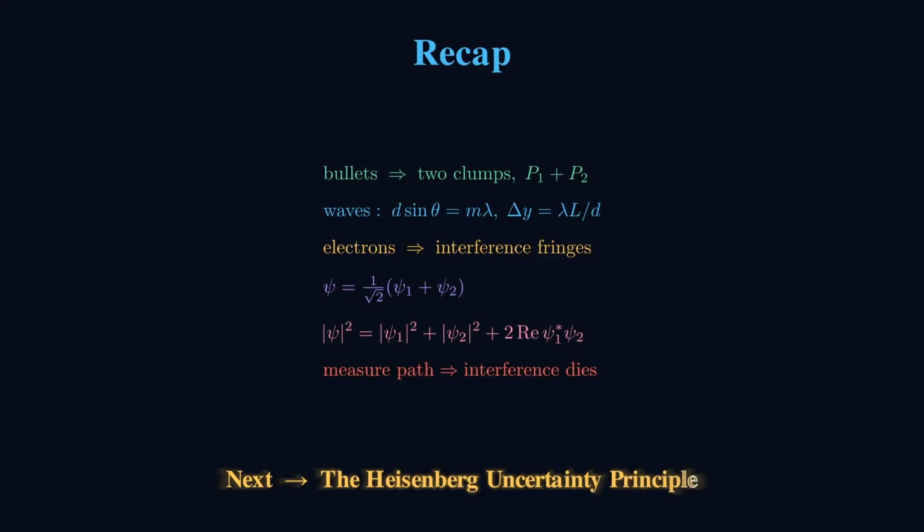In the next episode, we will give this principle its sharpest, most quantitative form. The Heisenberg uncertainty principle. We will see that there is a fundamental limit to how precisely we can know two complementary quantities at once, like position and momentum, and that this limit is not technological but written into the structure of nature.